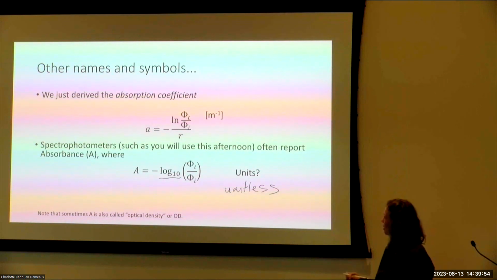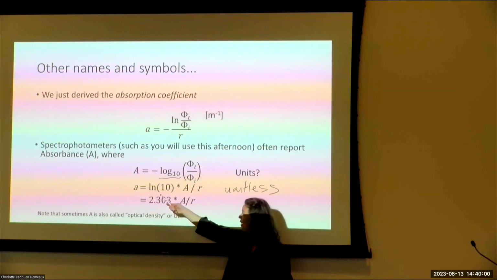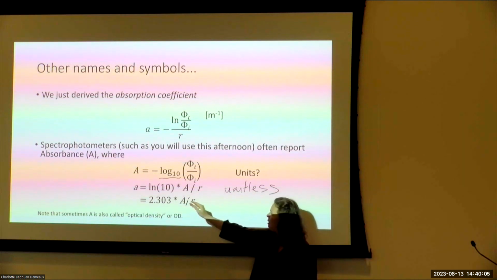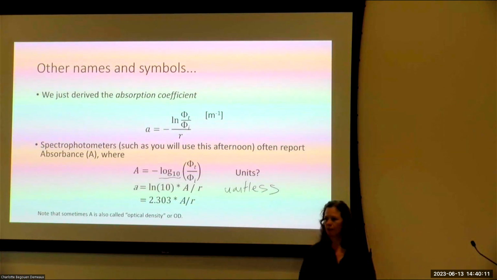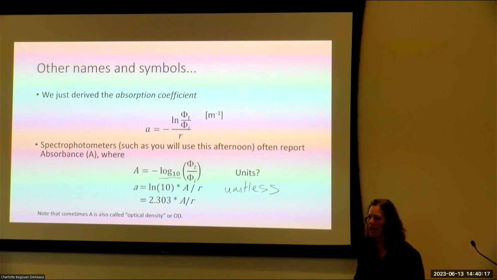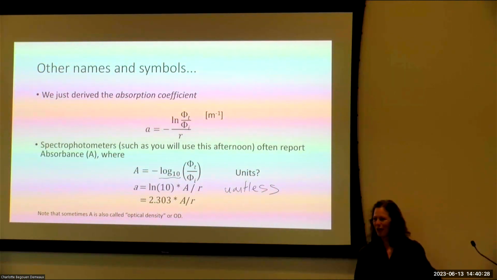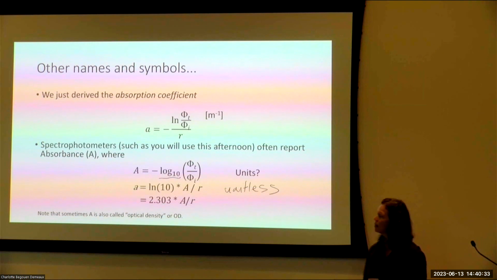Okay, so if we want to convert, we need to first change our base. The natural log of 10 is 2.303, and then you divide by the path length. So absorption equals 2.303 times absorbance divided by the path length. I put a footnote down here that sometimes in some papers you will see big A, absorbance, called the optical density. They are equivalent. I will show you some figures in this lecture, and you will see them throughout your reading, where it's one or the other, and just note it. Good?